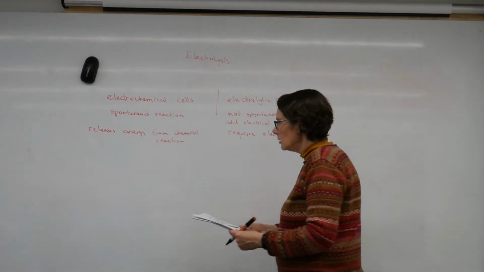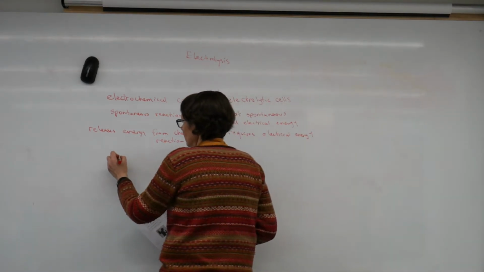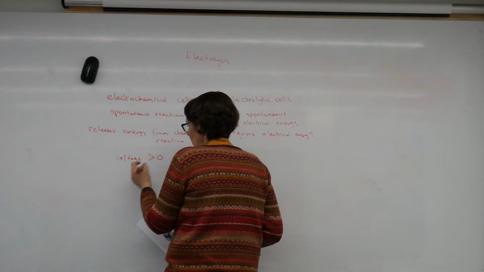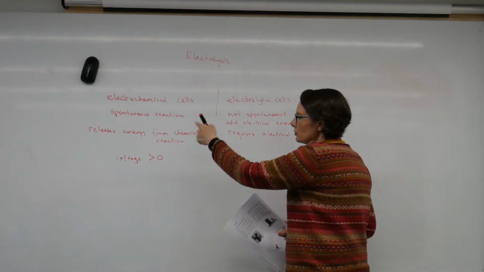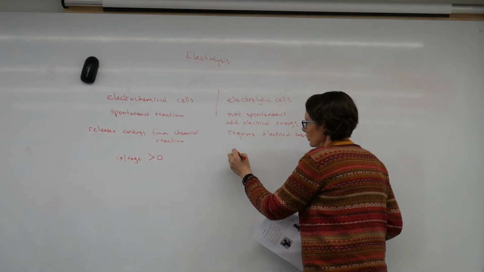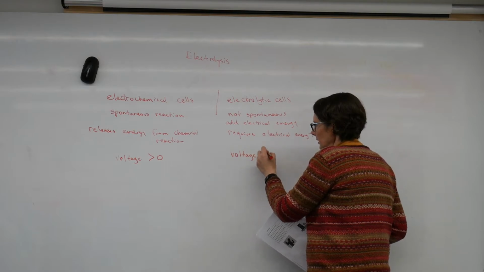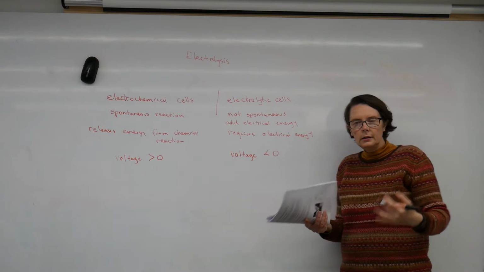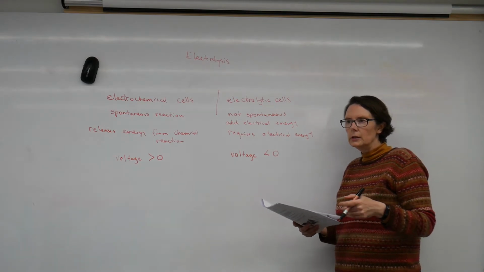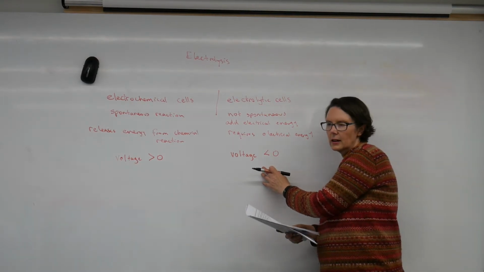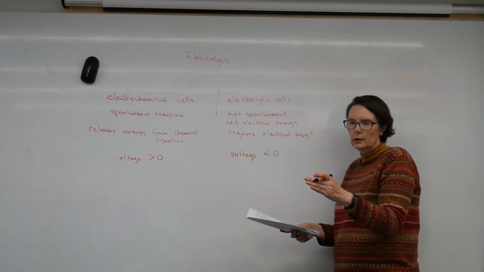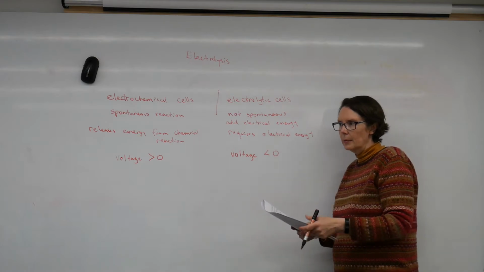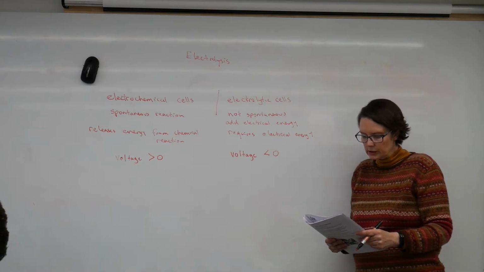And so this one has a voltage greater than 0 because it's releasing energy. This one has a voltage less than 0 because it requires energy. So if we're calculating the energy required from the electrochemical series, you would find that it's a negative value. And so that's telling you that you are adding it. You have to add that much for it to proceed.